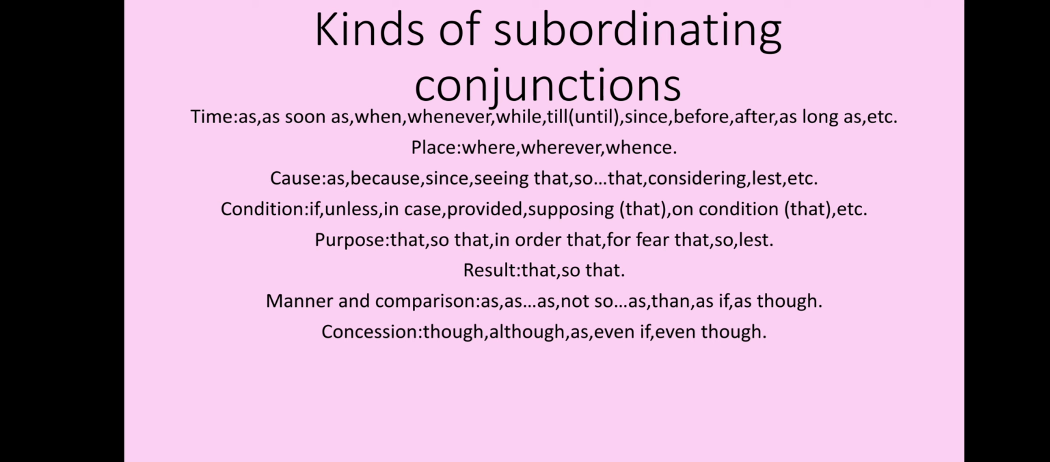Kinds of subordinating conjunctions. Time: as soon as, when, whenever, while, till, until, since, before, after, as long as. I'll wait with you until the bus comes. Place: where, wherever, whence. Wherever you are, they will find you. Cause: as, because, since, seeing that, so that, considering, lest. She didn't come because she was afraid of me.